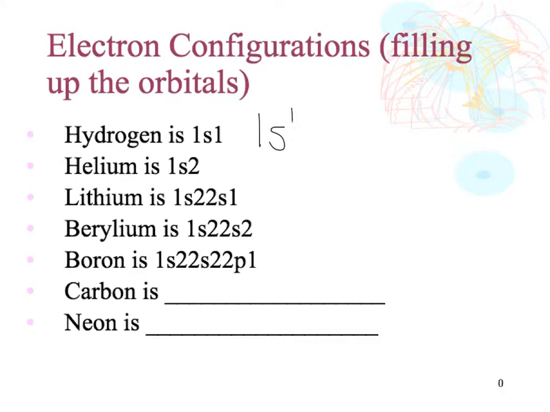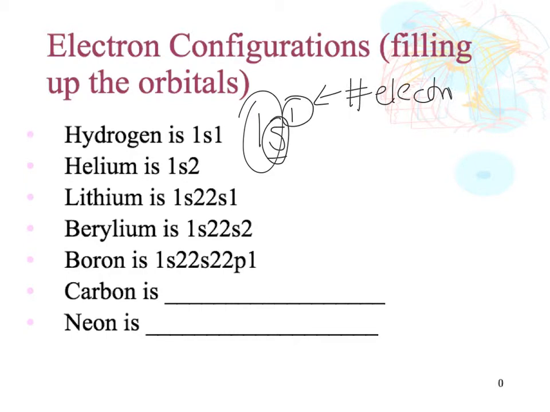Hydrogen is 1s1. Now, this one right here, the 1, represents the principal energy level, n equals 1. S, or this one right here, could be a P or D or an F, that represents the sublevel, and this is the number of electrons. Now, S can actually hold 2, but hydrogen only has 1. And you should follow along on the periodic table as I talk about this. Hydrogen has 1, so we only need room for 1, and there it is.